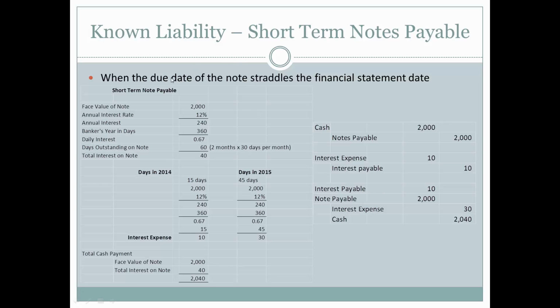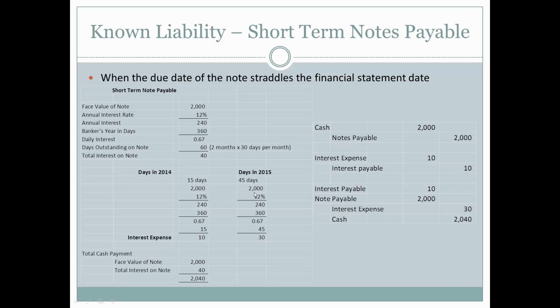Now, what happens when you have a short-term notes payable when the due date of the note straddles the financial statement date? So you're going to have to separate out the interest associated with 1 year from the interest associated with another year. So let's look at this again. We have the same set of facts, same $40 that is owed. But the days that this is outstanding in 2014 represent 15 days, and in 2015 it represents 45 days.